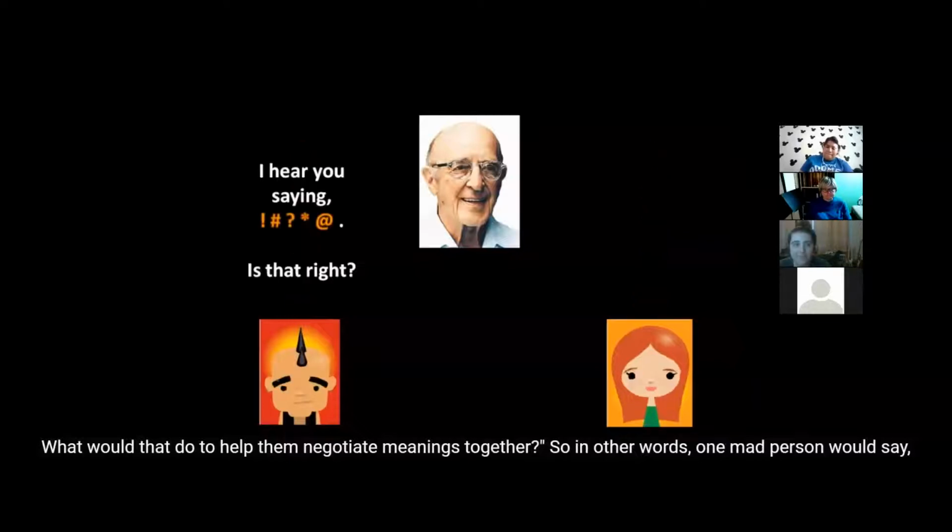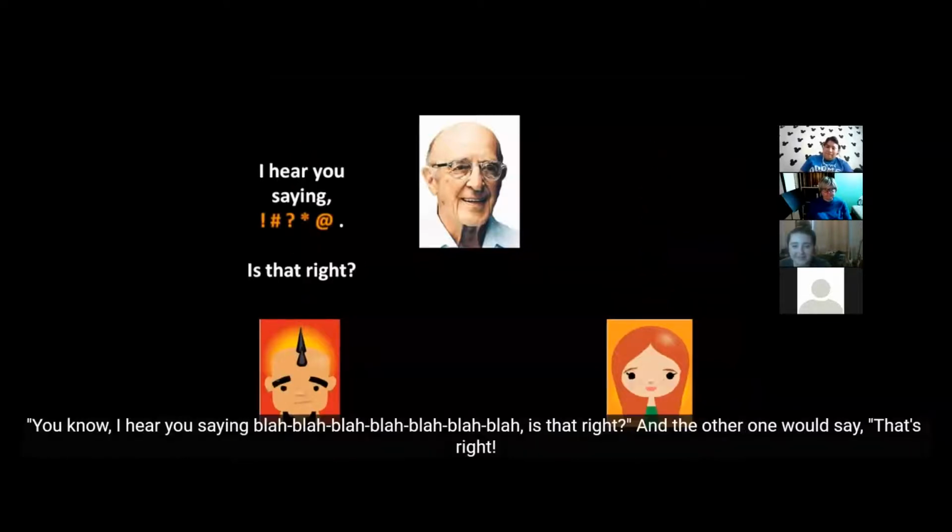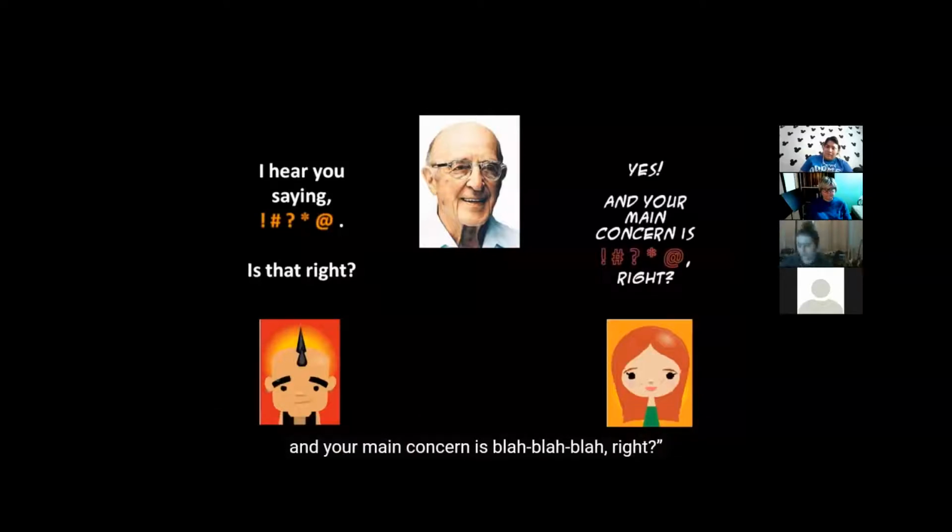So in other words, one mad person would say, "I hear you saying blah, blah, blah. Is that right?" And the other one would say, "You know what? That's right. And your main concern is blah, blah, blah, right?" So all these lines get crossed in good ways.